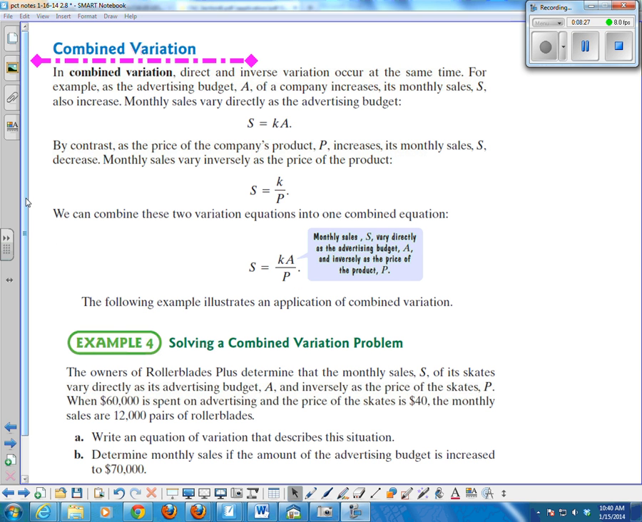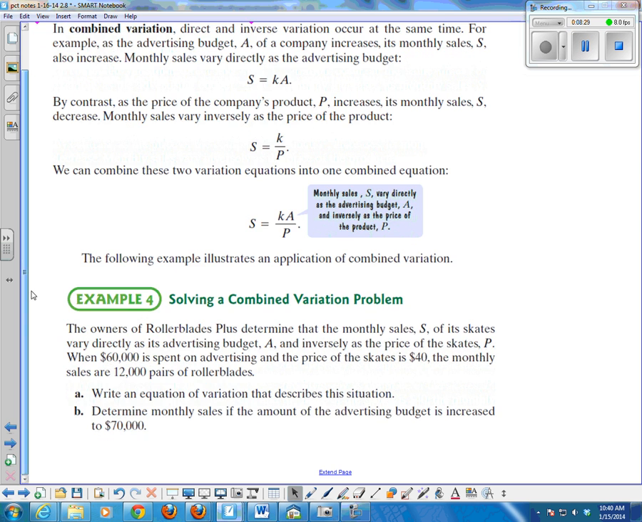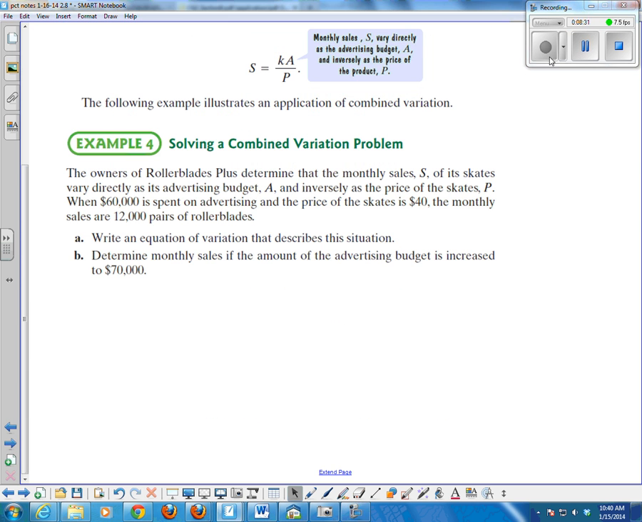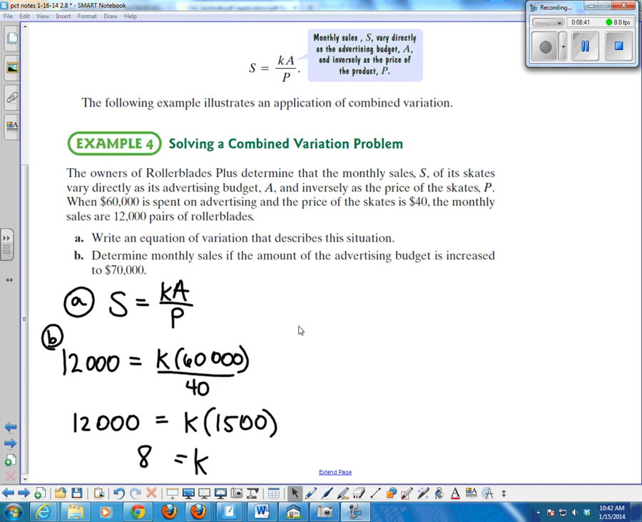So let's look at an example of a combined variation problem. Pause while you read this. Then the first step is going to be part A, write an equation of variation that describes the situation. Let's do that. Okay, so the equation is the one from up here. Monthly sales varies directly as advertising budget and inversely as the price of the product. Okay, so that's part A.